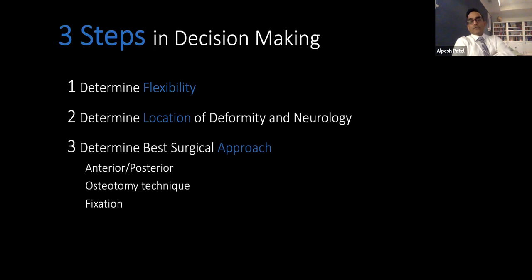And then the third one is, based on step 1 and step 2, figuring out the best surgical approach, whether that's anterior or posterior, whether that's a specific osteotomy technique, and the type and levels of fixation, so that we can optimize our goals that we mentioned earlier around deformity correction, stabilization, and neurological decompression.